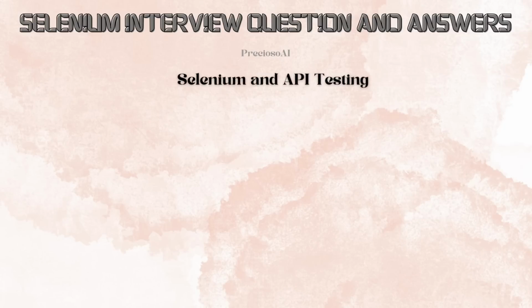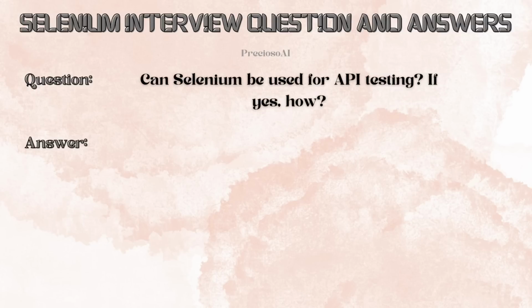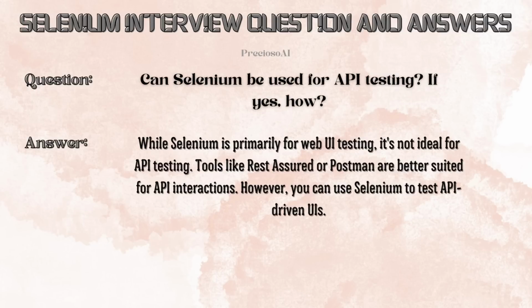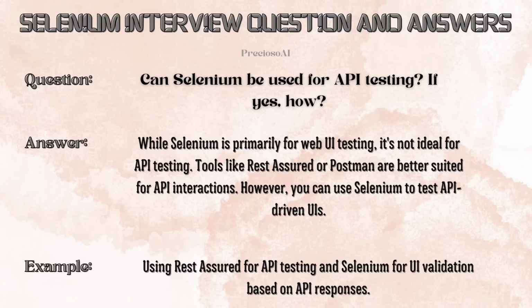Let's see the interview questions on Selenium and API testing. Next question: can Selenium be used for API testing? If yes, how? And the answer is while Selenium is primarily for web UI testing, it's not ideal for API testing. Tools like Rest Assured or Postman are better suited for API interactions. However, you can use Selenium to test API-driven UIs. For example, using Rest Assured for API testing and Selenium for UI validation based on API responses.